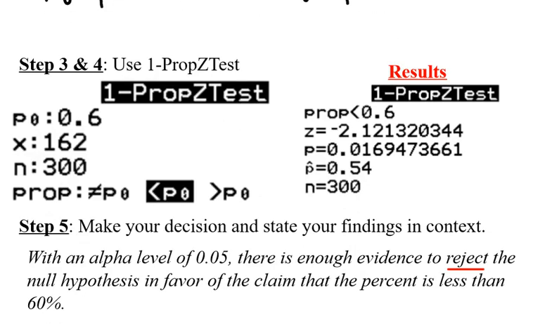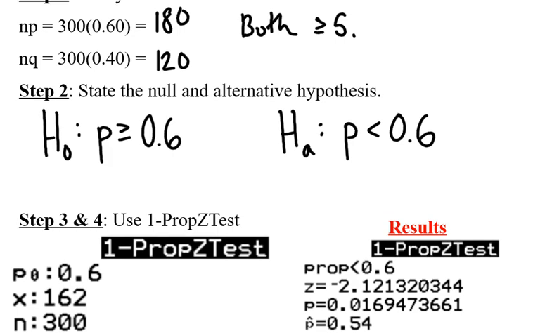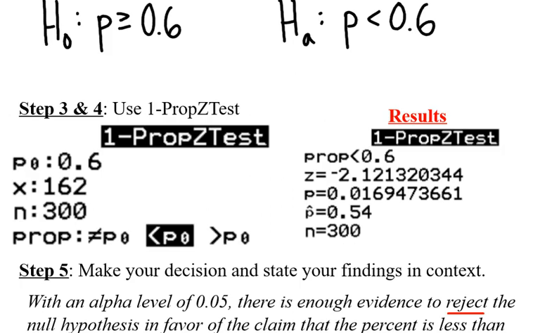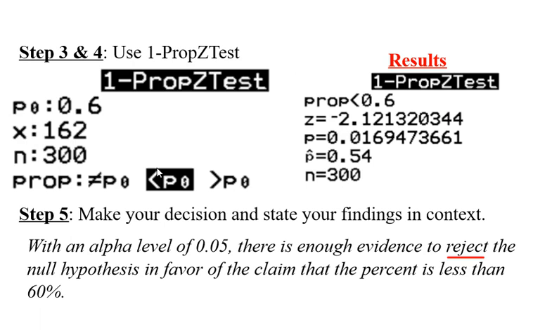Now, steps 3 and 4 can be done using the calculator. Use a 1-proportion z-test. The claim was 0.6. That's the null hypothesis. 162 said yes. We are trying to find the likelihood of it being less than as the alternative, so we're going to choose a left-tailed test. And our results are shown. We get a p-value of 0.017.